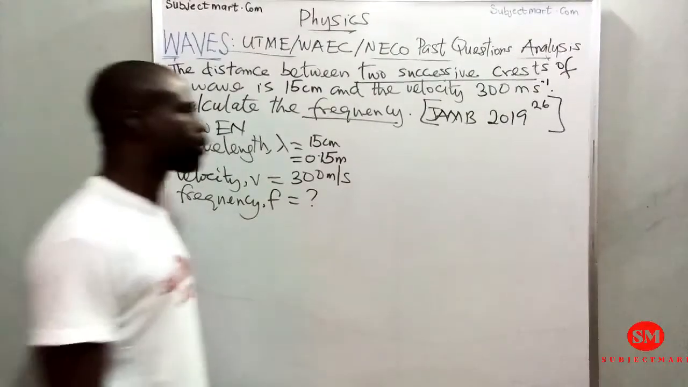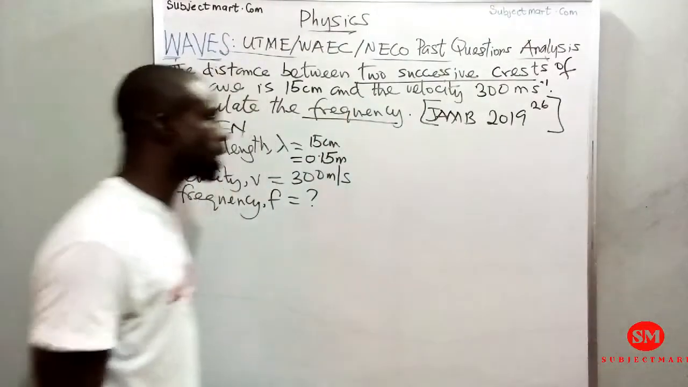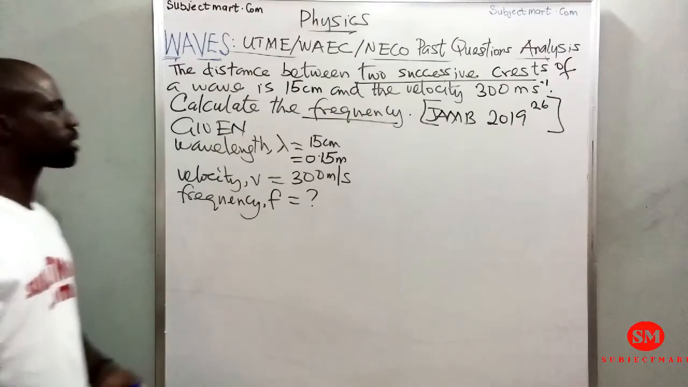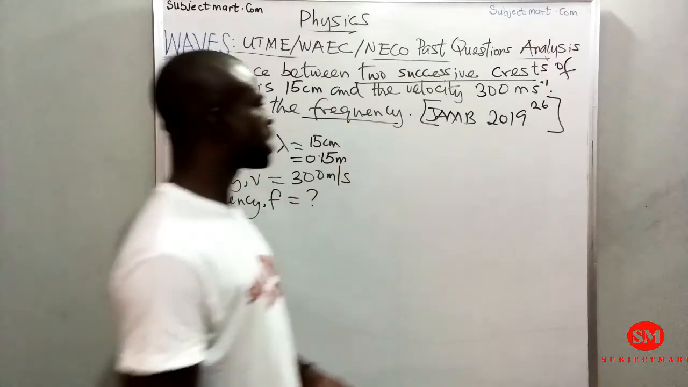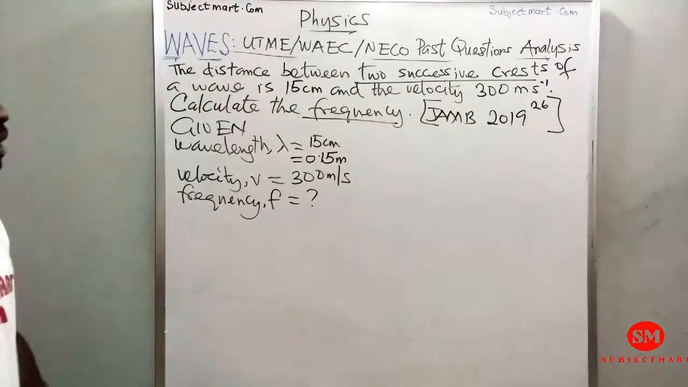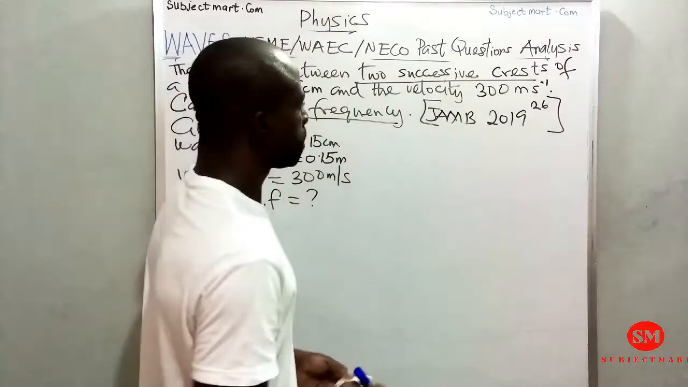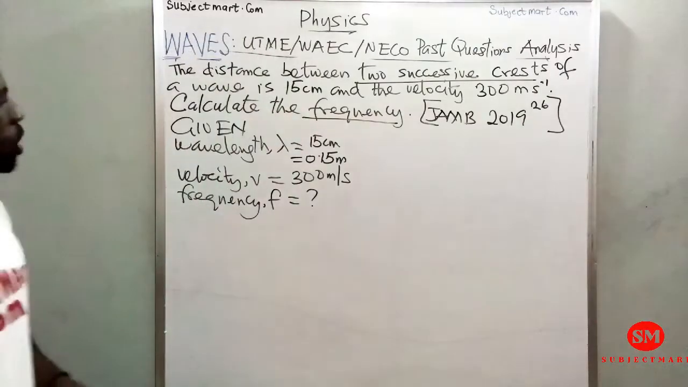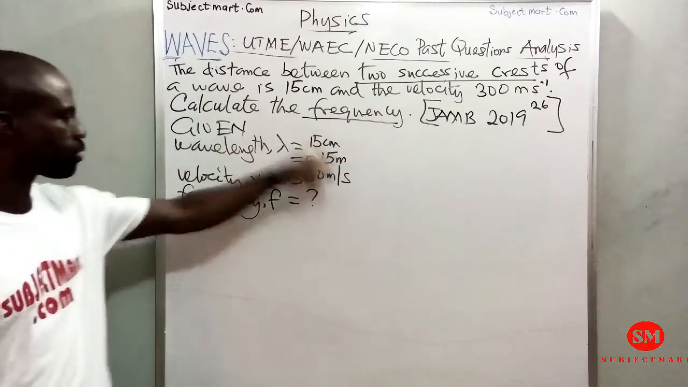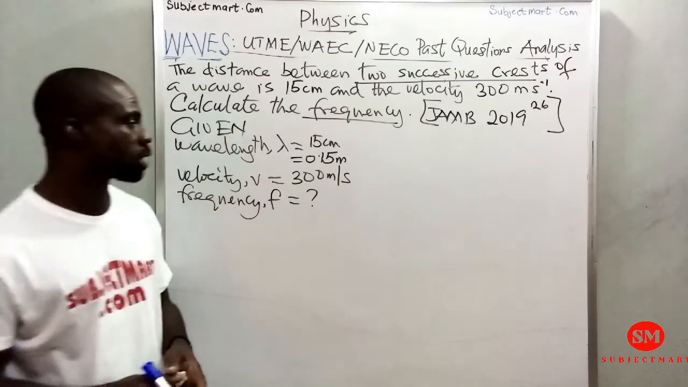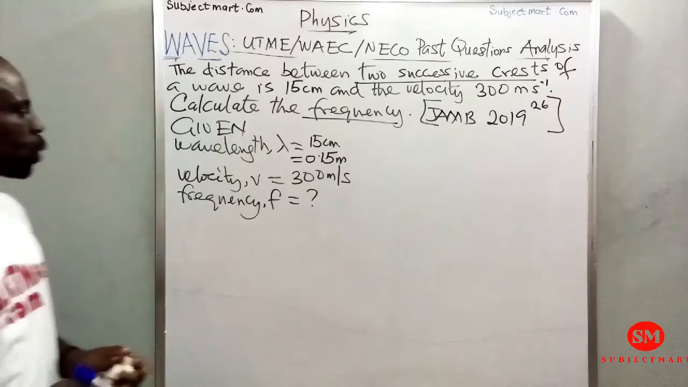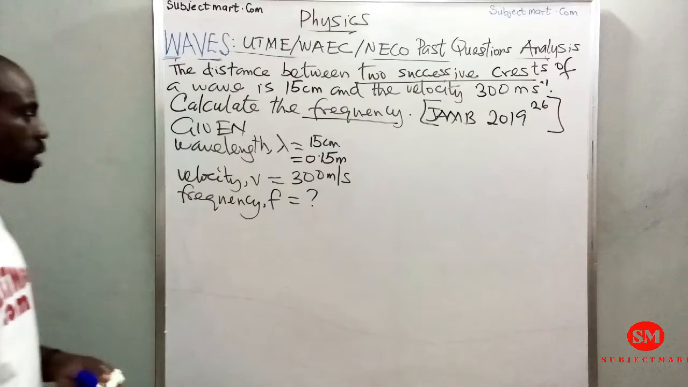This is another question from JAM 2019 number 26, which says the distance between two successive crests of a wave is 50 centimeters and the speed is 300 meters per second. Calculate the frequency. Okay, now how do we solve this? We are given wavelength as 50 centimeters. We have to convert to meters by dividing by 100, and it is 0.5 meter. And also velocity is given as 300 meters per second.